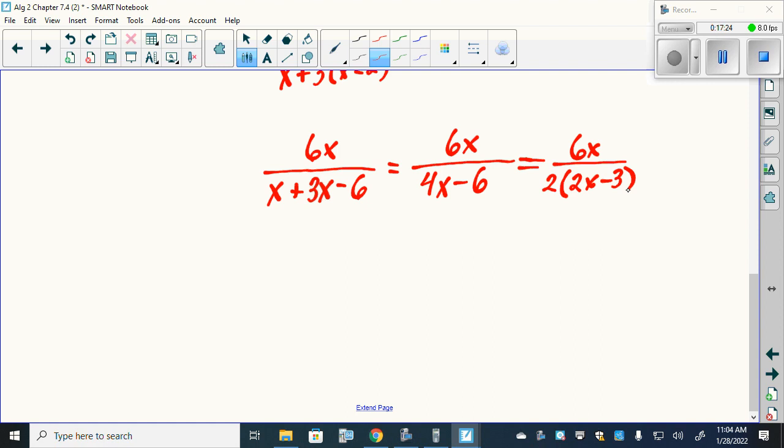So we can simplify the 6 and 2, which leaves us with 3x over 2x minus 3. 3x over 2x minus 3. Well, we took it out. Yeah, I think that's what you were going to say, yeah? Because 6 over 2 reduces to 3 over 1. And that's part of the reason why we factored it out, was because we could do that simplification.